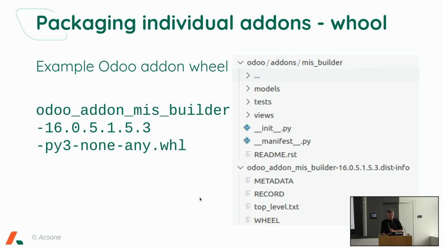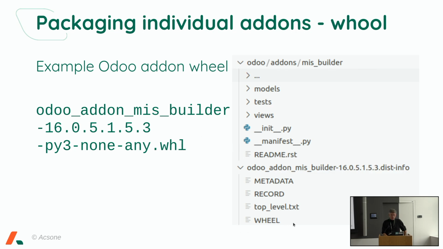And the result, that is also not new, we have been doing that since version 8 for OCA add-ons. A wheel for an Odoo add-on looks like this. So what we do is that we prefix the add-on name with odoo-addon, so we can know that the package is an Odoo add-on and we don't have name conflicts with whatever is published on PyPI. You get the version and it's a portable pure Python wheel, so the tags look like this.